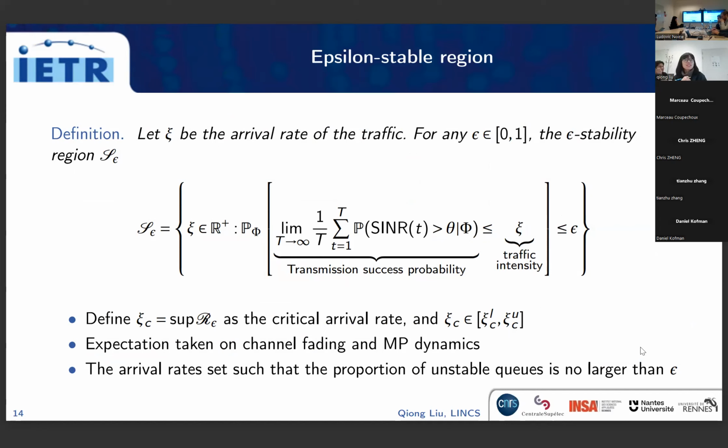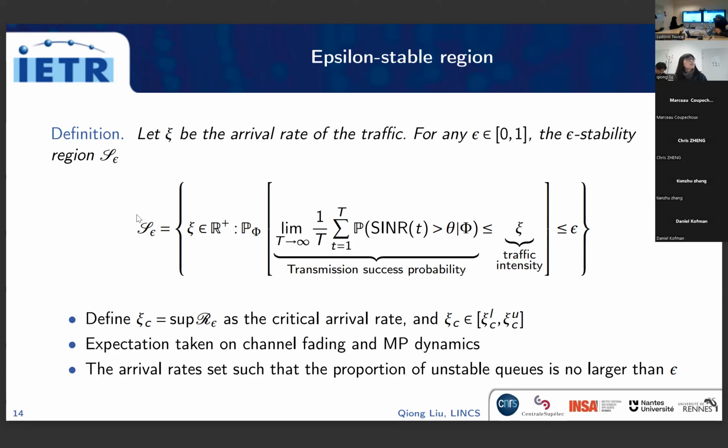So to study the stable region, we introduced the concept of epsilon stable regions. This definition is based on the meta distribution. We let the arrival rate exceed the arrival rate of the traffic. So for any epsilon in 0 and 1, the epsilon stable region is such that the arrival rate set, the proportion of unstable cases is no larger than epsilon. And inside, this is the transmit success probability, and here the traffic intensity.